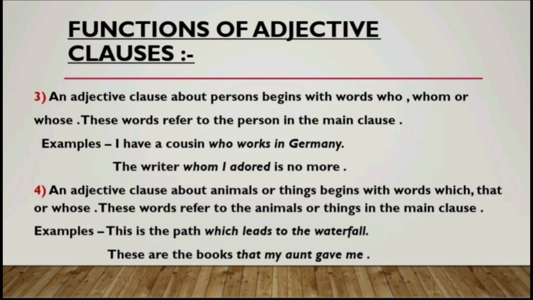So basically there are two clauses. I have a cousin, the second one is who works in Germany. So who works in Germany is an adjective clause because it is describing the noun in the main clause, that's cousin, right? I have a cousin, main clause. So cousin is a noun whose description is the adjective clause right next to it, who works in Germany. So basically who here refers to the cousin.